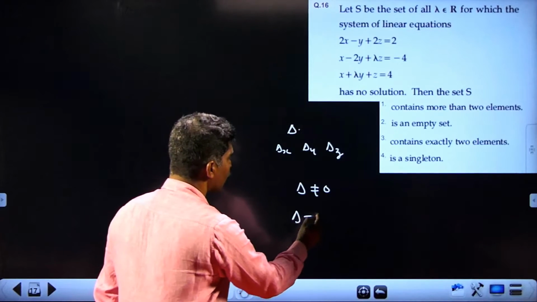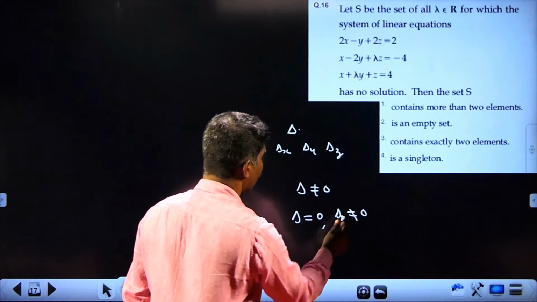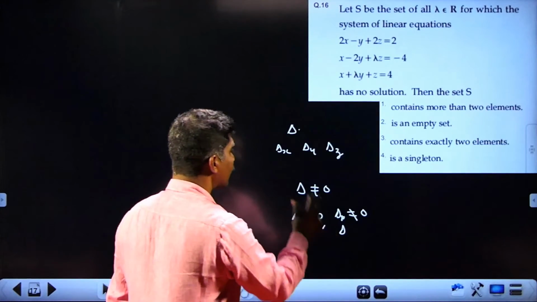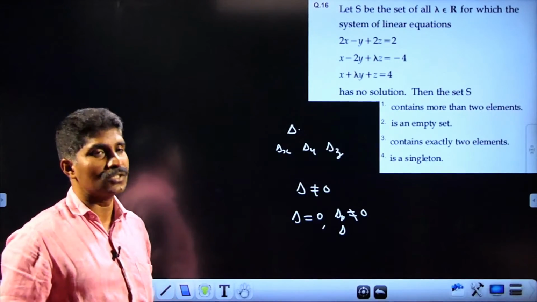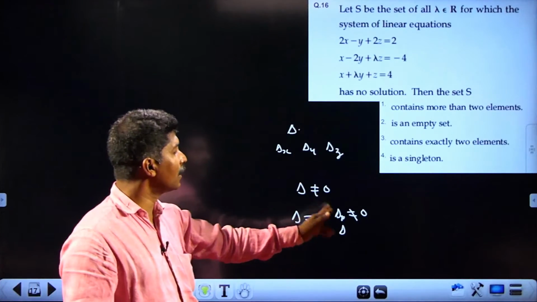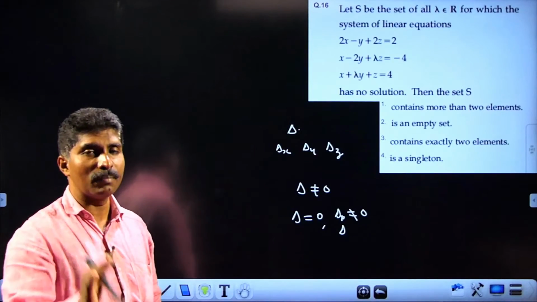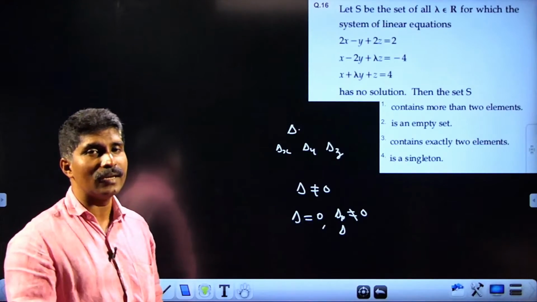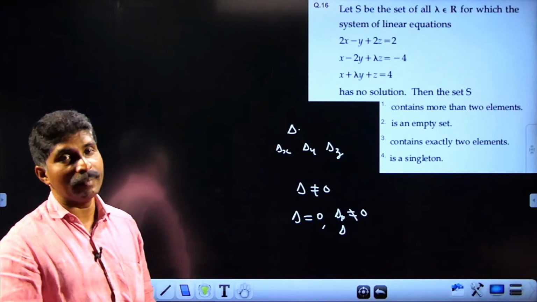If delta equals 0, and delta x is not equal to 0 or delta y is not equal to 0, or at least one of these is not equal to 0, we will say that the system is inconsistent. And if delta, delta x, delta y, delta z, everything is 0, the system may or may not be consistent. If it is consistent, it is consistent with infinitely many solutions.